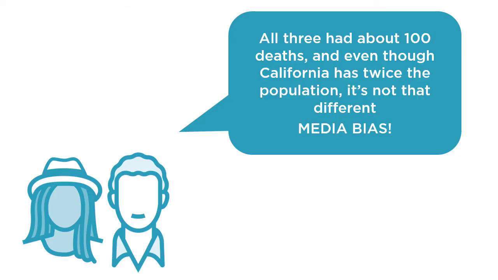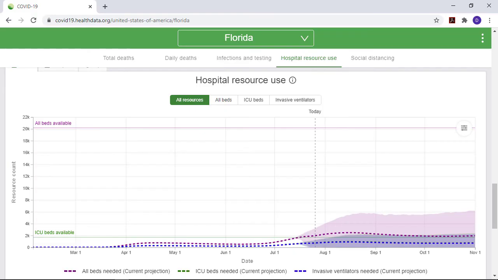So while it's fair to say that things are worse in Texas and Florida than in California, the story that California is being left out due to some kind of media bias is still plausible. All three opened back up too early. Or did they? Let's look at a different visualization from the healthdata.org site.